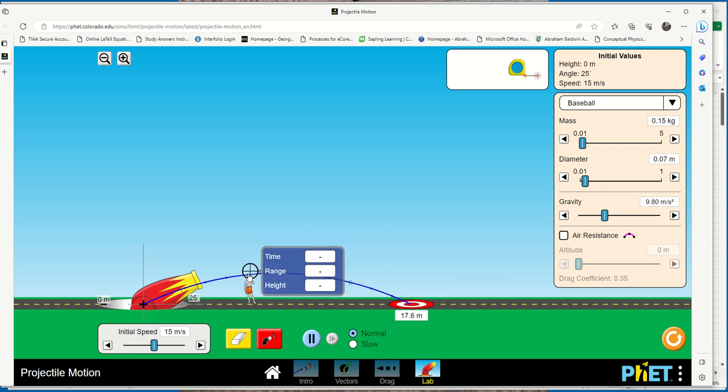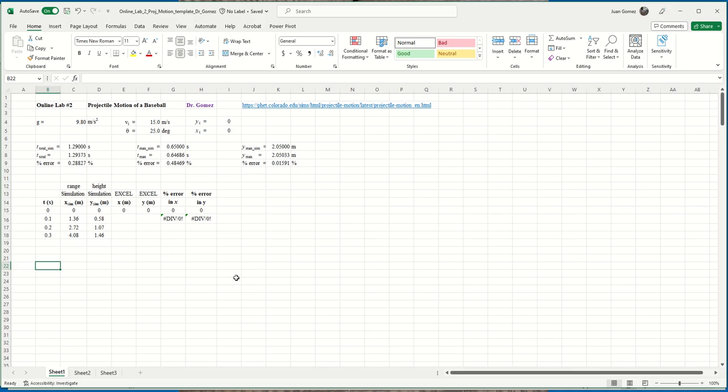So you're going to go to 0.4, 0.5, 0.6. We already did the max height, so go to 0.7. Your range is the X sim, the height is the Y sim. So you go ahead and fill those all out. I won't do it now because I've done the first three. You get the idea.